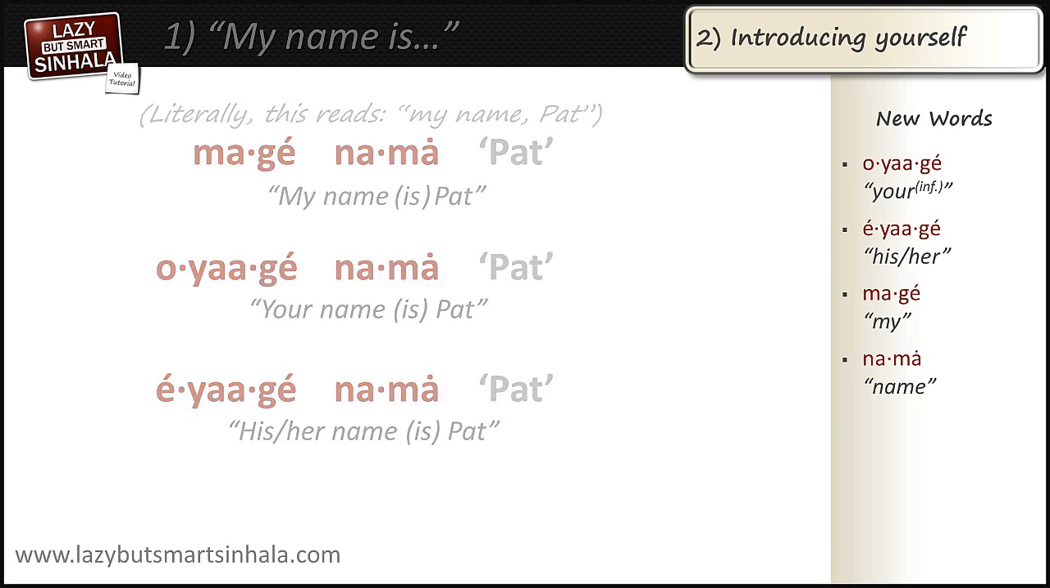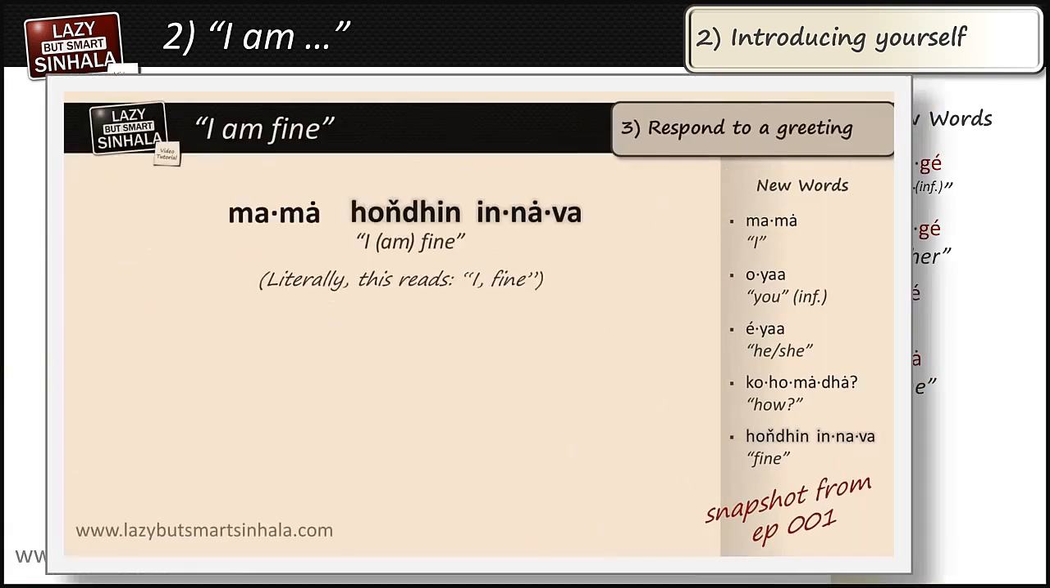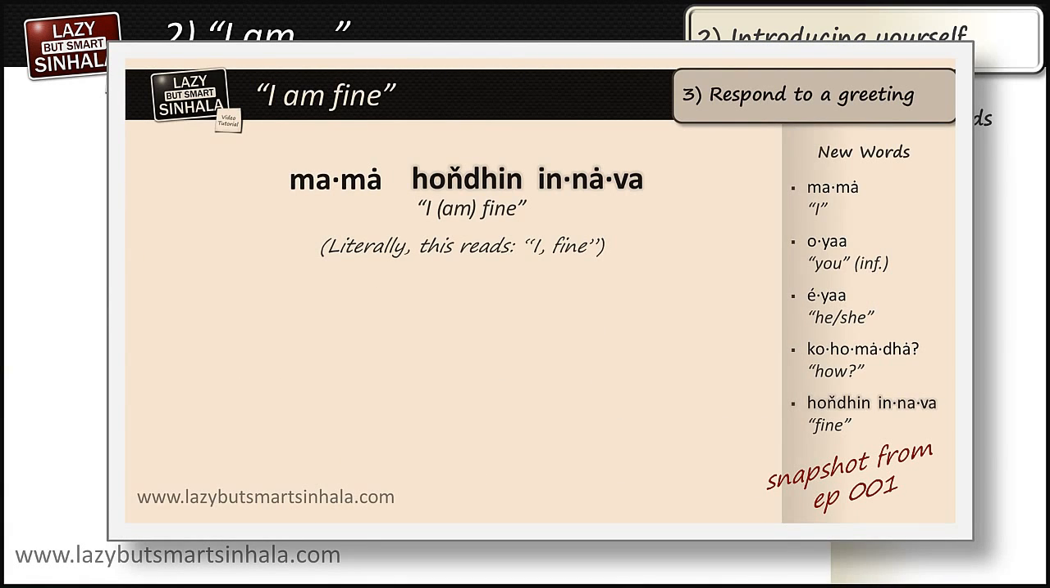Method 2, Learning to say I am. This is an even easier way to introduce yourself. In episode 1, we saw that when we wanted to say I am fine, we said Mama honding innawa, where it literally read as I fine. We didn't need to use an equivalent for the word am.